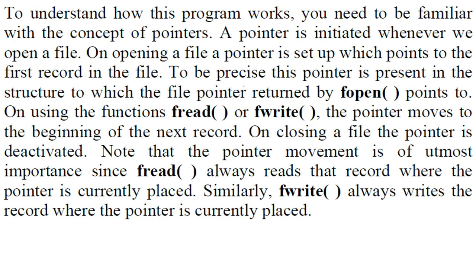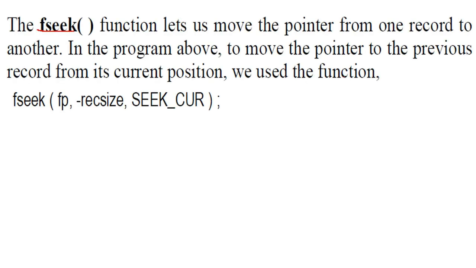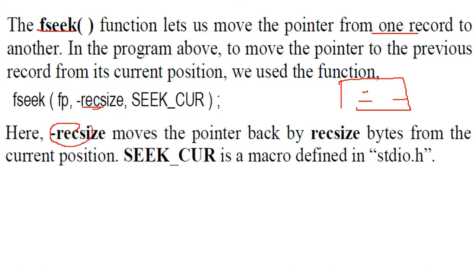And this is a program in which we have used many functions for the first time. fread, fwrite we have already seen, and fopen. This all starts with the beginning of the file. So this rewind function places the pointer at the beginning of the file, wherever it is. Then fseek allows you to move within the file. So it lets you move the pointer from one record to another. In this program, to move the pointer to the previous record, we use this one. We have moved to the one previous to the current position. This minus REC size moves the pointer back this number of bytes from the current position.